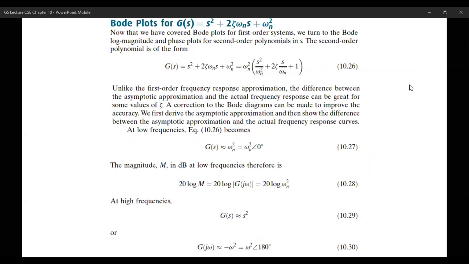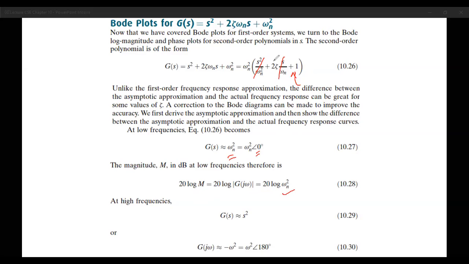Similar thing we are going to do. Our basic idea is to have the last term 1. This is what is called normalization. So we keep the last term 1, and we divide the equation by omega n square. Now at low frequency, what will happen? The frequency is low, so the s value is small, so these terms should vanish. What will be left is omega n square over omega n square, and the magnitude is 0 dB. So the magnitude you can directly find: you just apply 20 log, and that will give you the magnitude here.